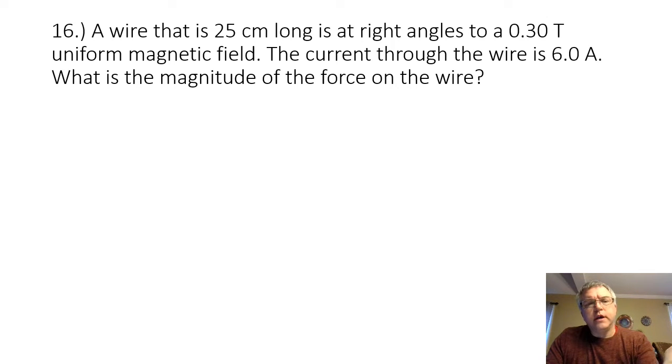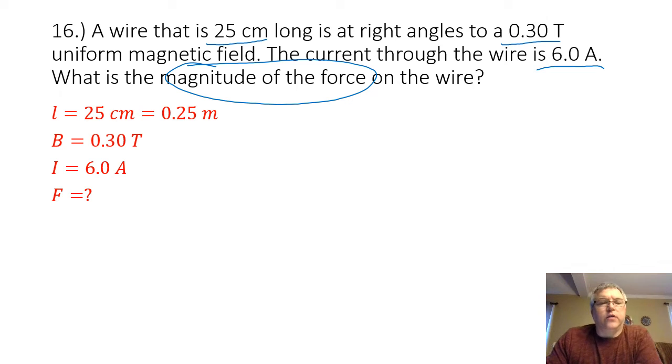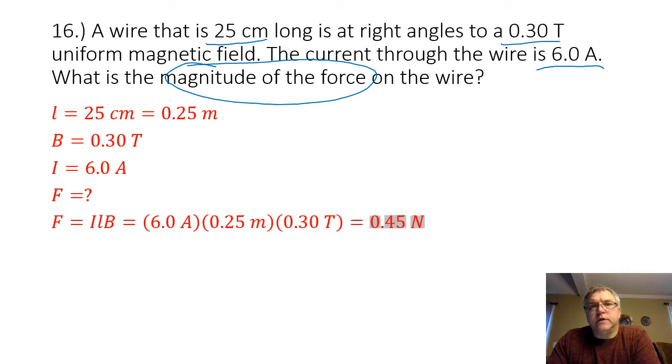So we are given the length of the wire, which is 25 centimeters, which I know I need to convert to meters. So 25 centimeters is going to equal 0.25 meters. Given the strength of the magnetic field at 0.30 Tesla, and I am given the current going through the wire at 6.0 amps, and they want us to find the magnitude of the force on the wire. So if I have the length of the wire, the magnetic field, and the current, looking for the force, I'm going to want to use F equals ILB.